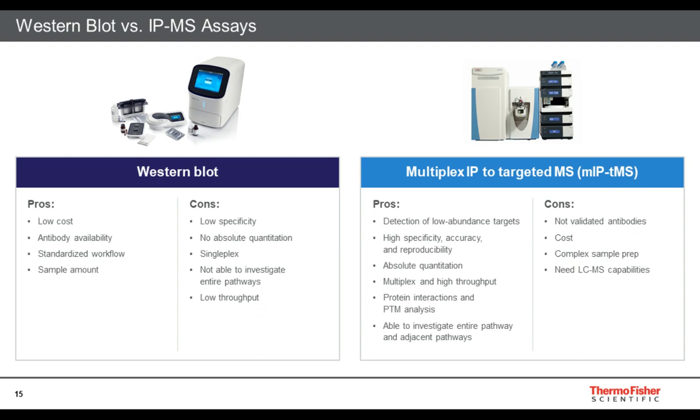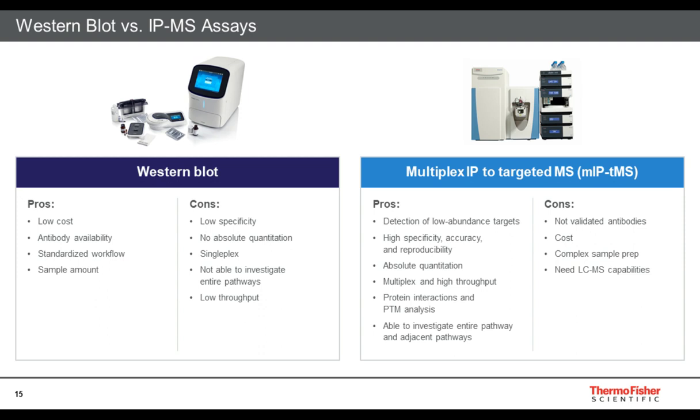Some of the challenges with this method are that the specificity is lower. You do not get absolute quantitation. It's single-plex, so you have to do a single target at a time. It's not very feasible to investigate the entire pathway in a very short period of time. So that actually results in low throughput.